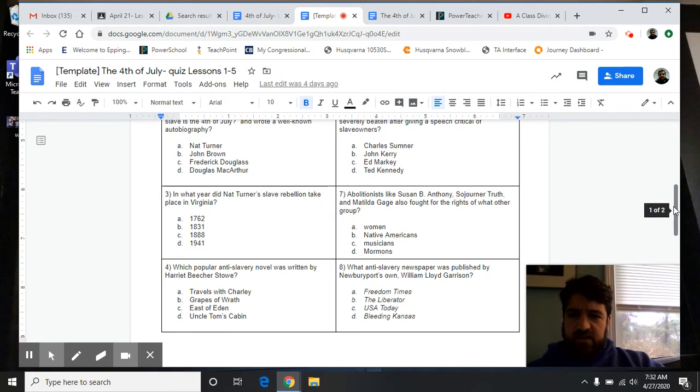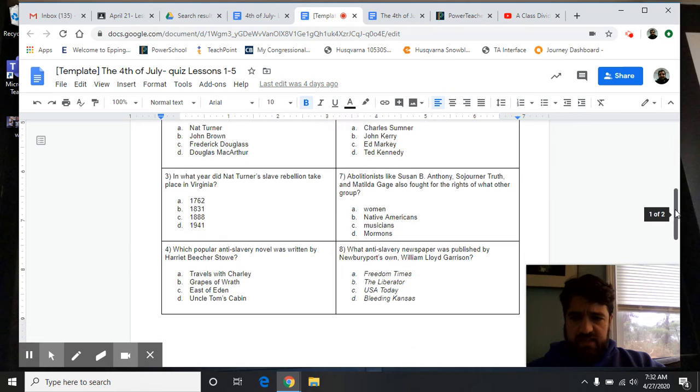Number three, the Nat Turner Slave Rebellion took place in 1831. Really, the only answer that makes sense. Well, I guess A kind of makes sense too, but that's before the American Revolution. Not to say that we didn't have slavery before the American Revolution, because of course we had. But C and D both take place after slavery ended in 1865. Jumping over to number seven, abolitionists Susan B. Anthony, Sojourner Truth, Matilda Gage. They fought for the rights of women, which will dovetail into what we're talking about today.